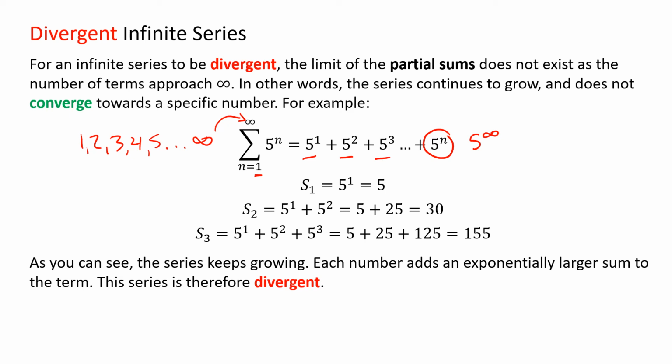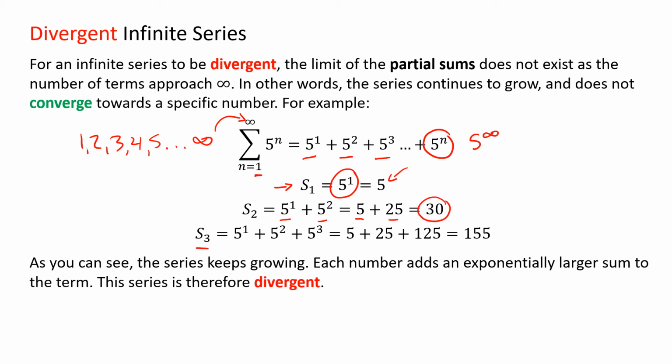So we can look at, let's say in this instance, the first 3 partial sums. We'll look at the first sum, which is just the first term, 5 to the exponent 1, or 5. If we look at the second sum, it's 5 to the exponent 1 plus 5 to the exponent 2, which comes out to 5 plus 25, or 30.